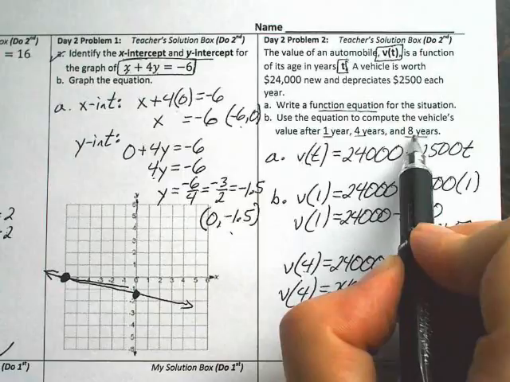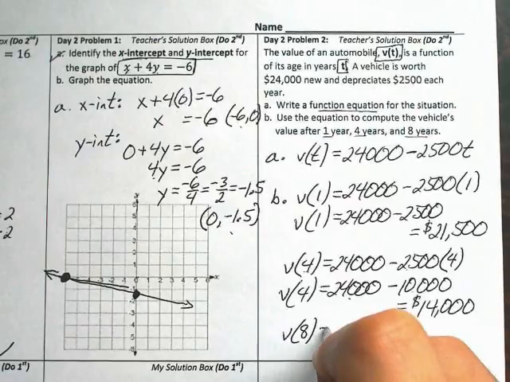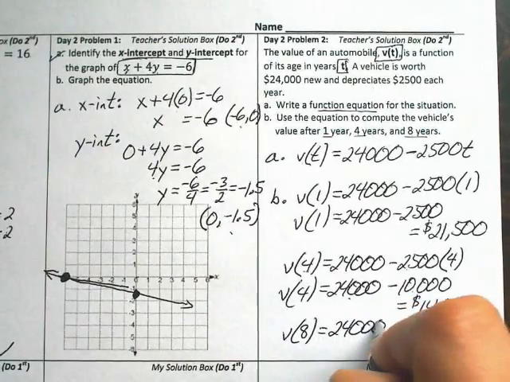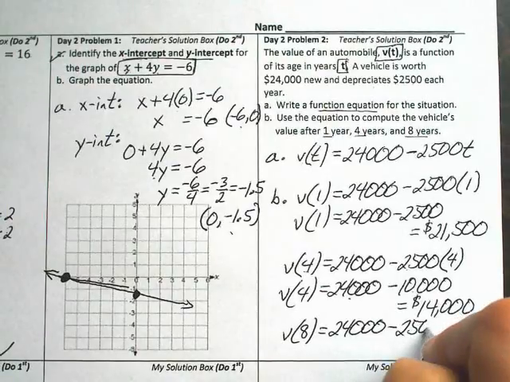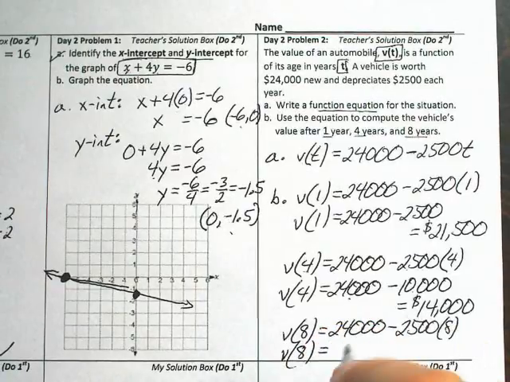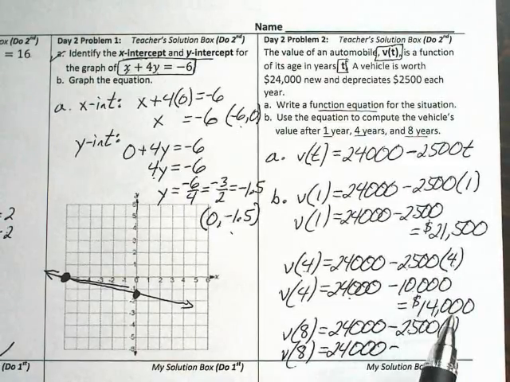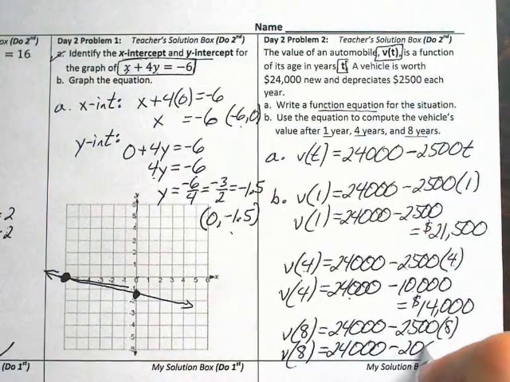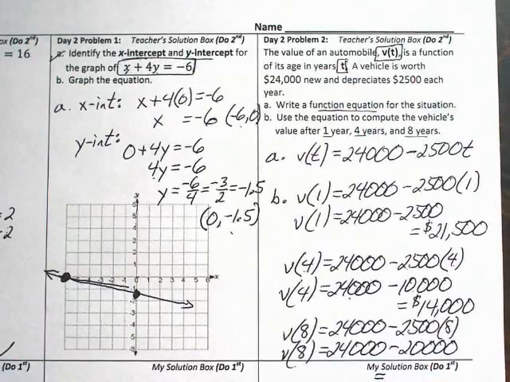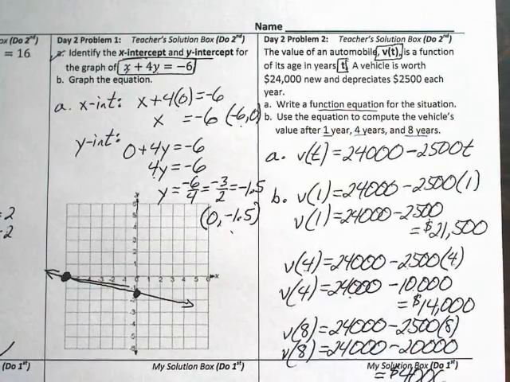One more to go. After 8 years, how much is this automobile worth? So V of 8 equals 24,000 subtract 2,500 times 8. V of 8 equals 24,000 subtract. Well, if 2,500 multiplied by 4 is 10,000, then 2,500 multiplied by 8 would be 20,000. And subtracting from 24,000, we get $4,000.